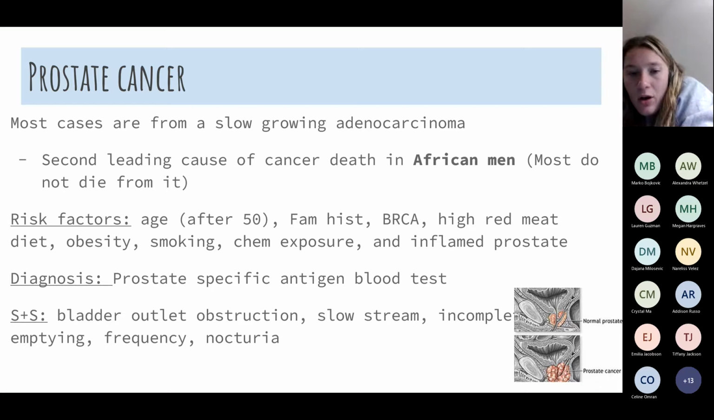Our signs and symptoms are pretty similar to our BPH, because, again, in this case, it's an adenocarcinoma that's compressing the urethra, as opposed to our prostate that's actually inflamed itself. But it's a similar concept where it's squishing the urethra and it's not allowing enough of the urine to be correctly excreted.